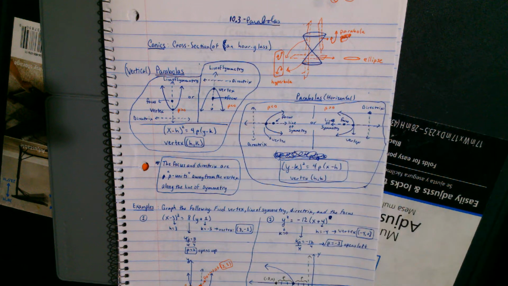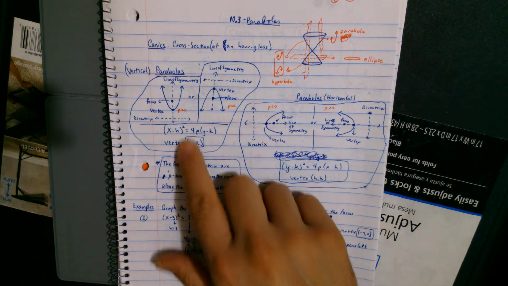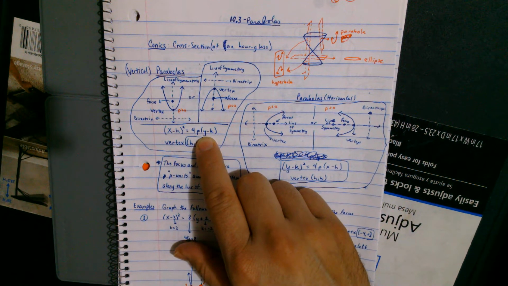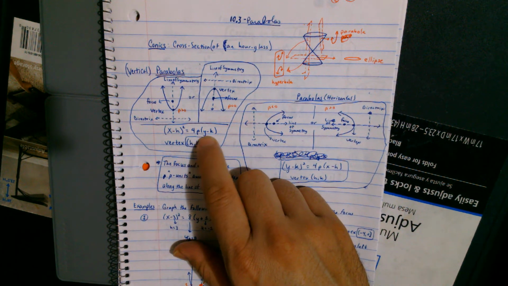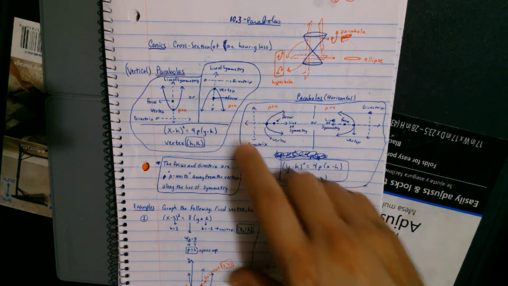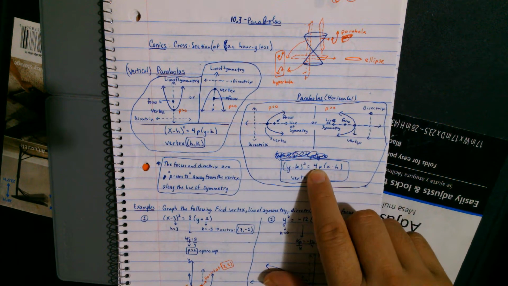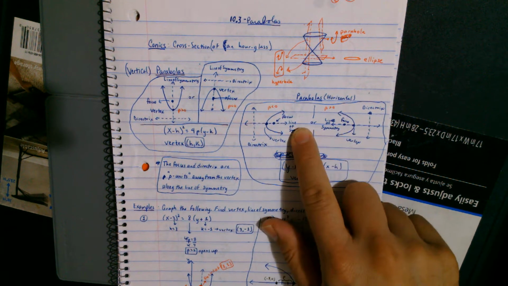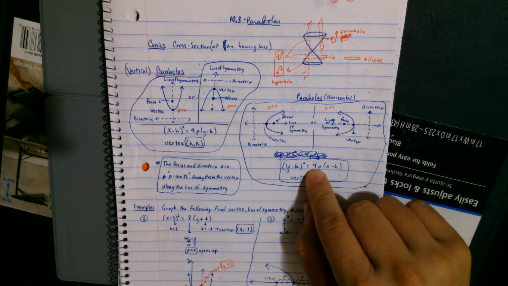So depending on the value in front of the first power of y, not the one that's squared, if it's positive, it goes up. If it's negative, it goes down. Over here, if the number in front of x is positive, it goes to the right. If the number in front of x is negative, it goes to the left. I'll explain what that p value is in a moment.